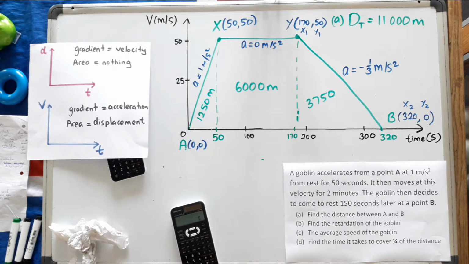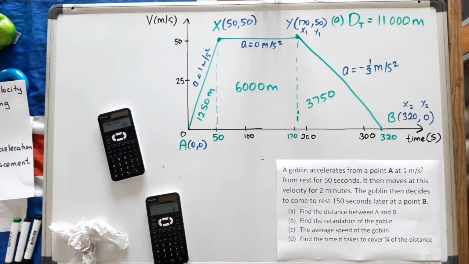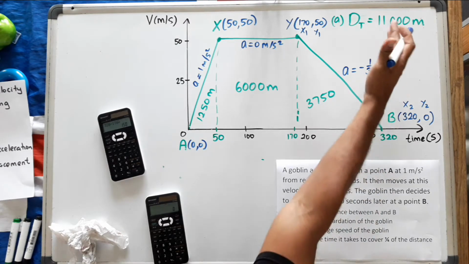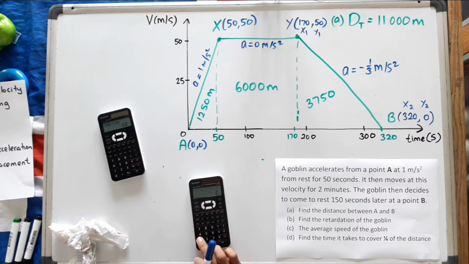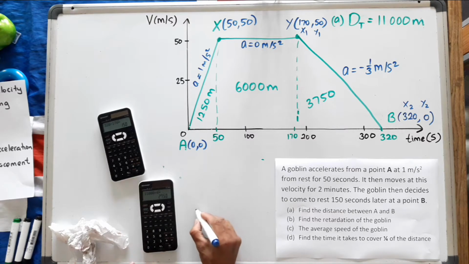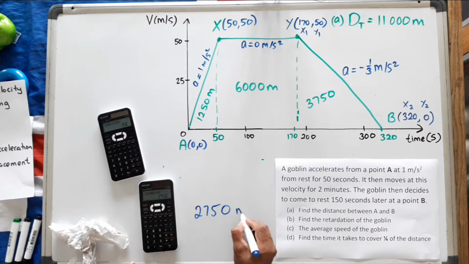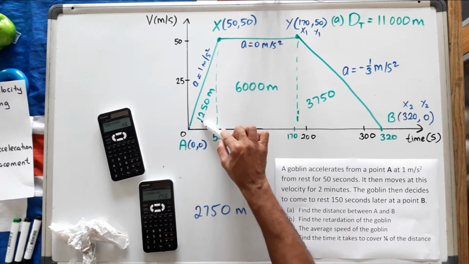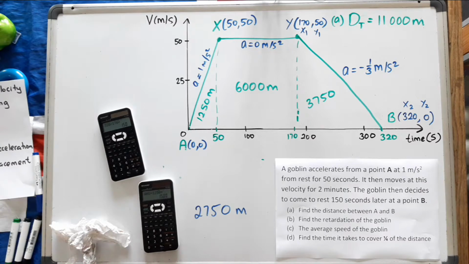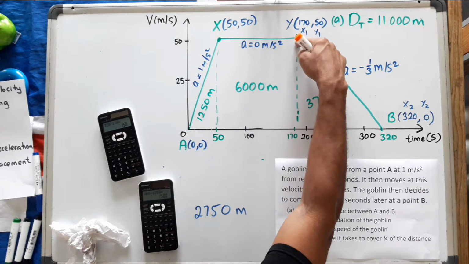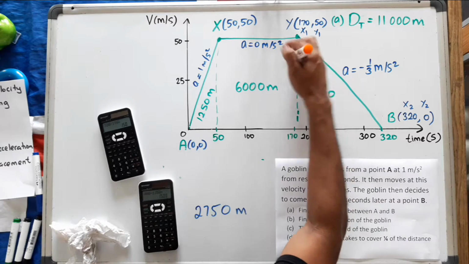All right. Part D. Let me see how best I can explain this. The total distance is 11,000. How much is a quarter of 11,000? So 11,000 divided by 4. A quarter is 2,750 meters. We know from here to here is already 1250 meters. So let's minus 1250 from that, and we will get 1500. Which means we don't need this entire area, because this entire area is 6,000.